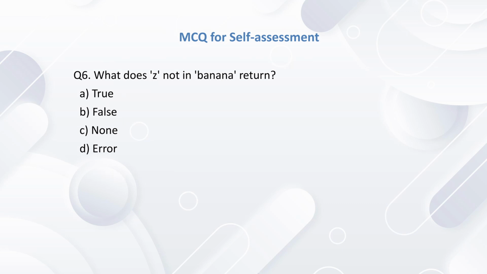Here is the next question. What does the statement Z not in banana return? Here are the options. The correct answer is option A, true. Since the character Z is not present in the string banana, the expression Z not in banana evaluates to true.